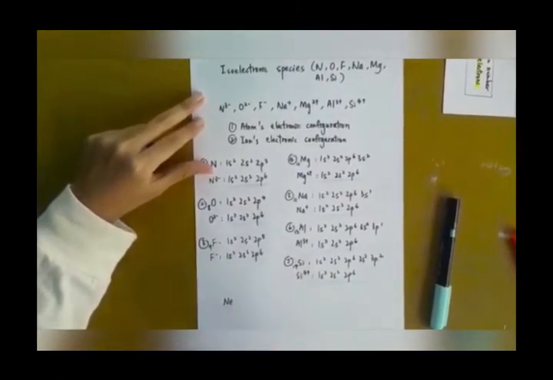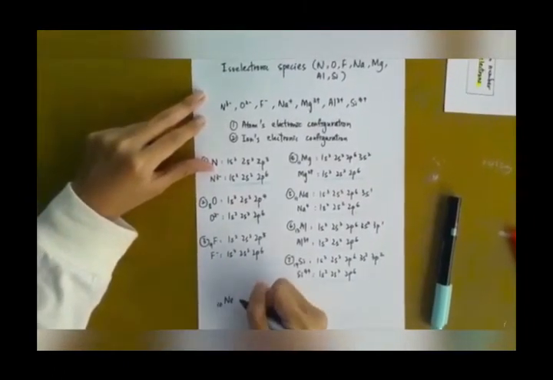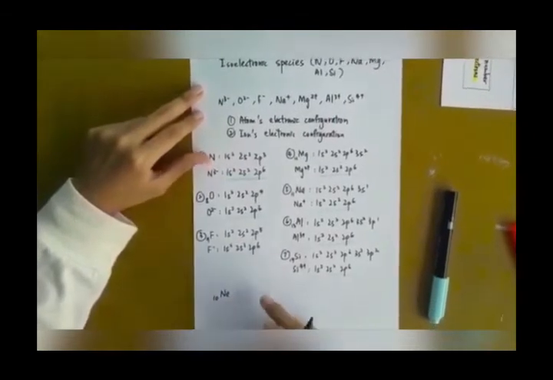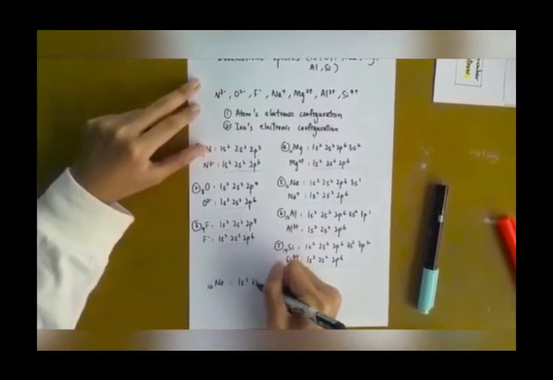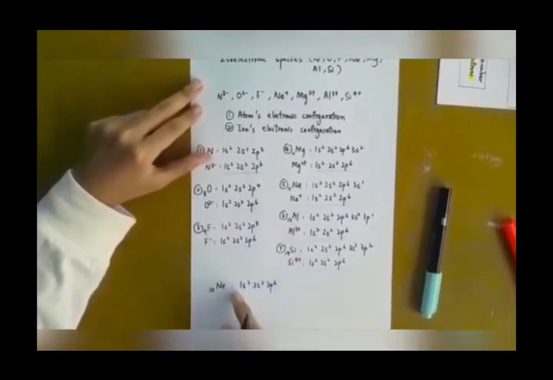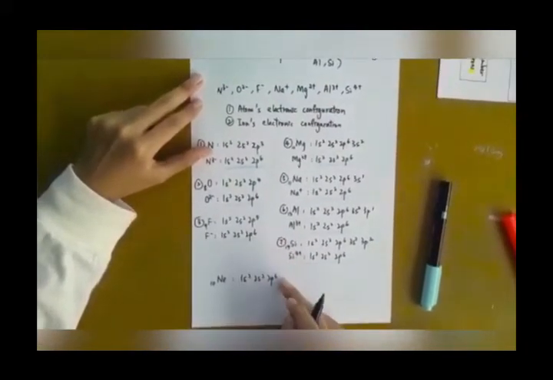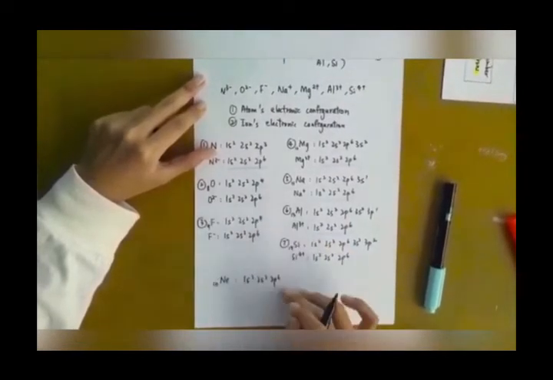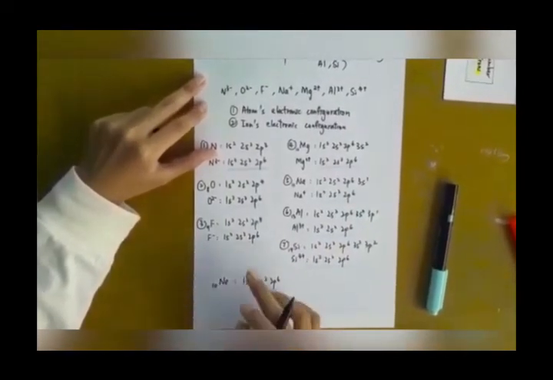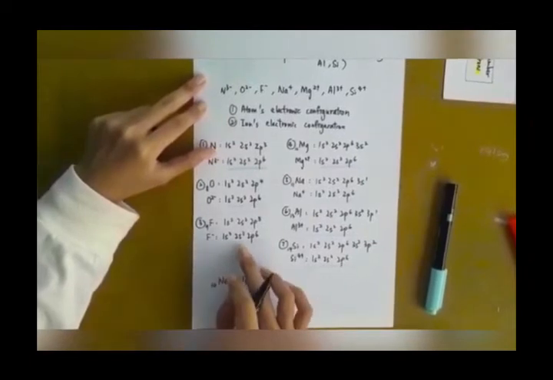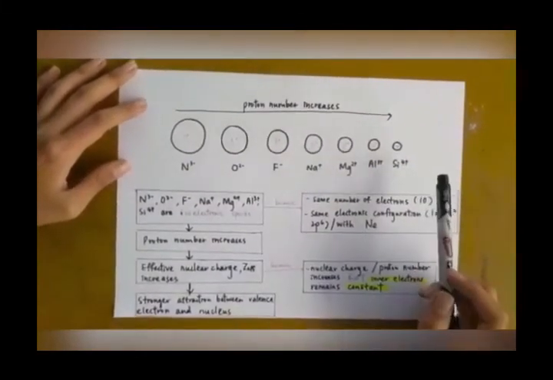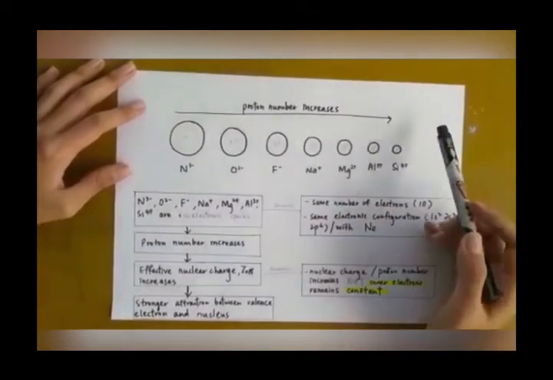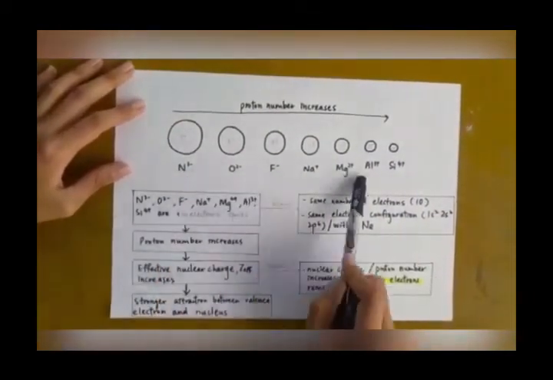Why neon? Because neon has a proton number of 10. When you want to write the electronic configuration of neon, it is 1s2, 2s2, 2p6. So they have the same electronic configuration. So when you want to write the answer, you can write with this, or you can write 1s2, 2s2, 2p6 also. So I will give a further explanation about the isoelectronic species about all these ions.